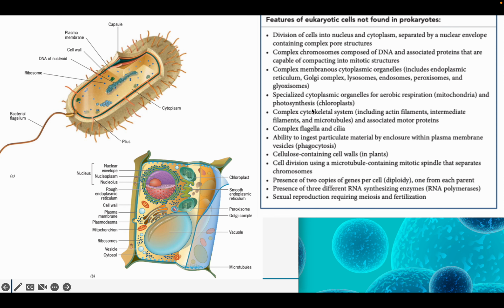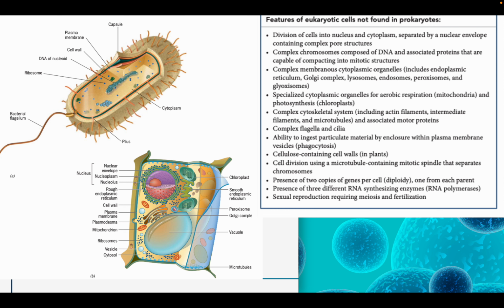So those are here in the table, which shows the features of eukaryotes that are not found in prokaryotic cells. These differences highlight the increased complexity and versatility of eukaryotic cells compared to the prokaryotes. So eukaryotes are typically found in multicellular organisms. What are examples of multicellular organisms? Yes, we have humans, animals, plants.